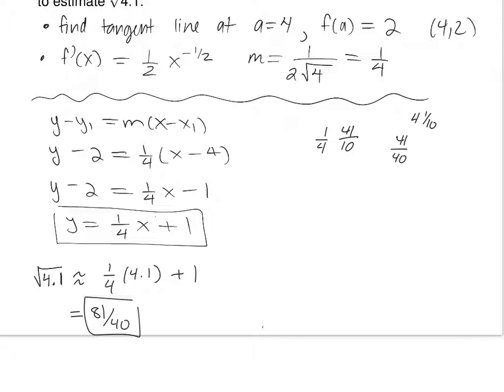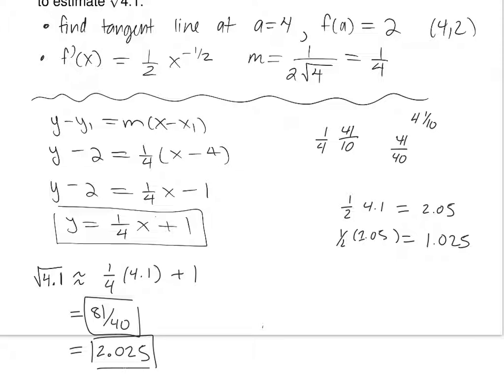If you did divide by 2 twice, half of 4.1 is 2.05, right? Does that make sense? And then half of 2.05 is going to be what? 1.025. And so you could have also said this is the same thing as 2.025, right? And that should make sense that it's awfully close to 2, because 4.1 is awfully close to 4, right?